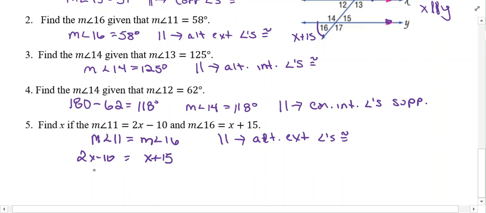Subtract x from both sides. I will have x minus 10 equals 15. Add 10, I have x equals 25. And that concludes the lesson for Unit 3.2.